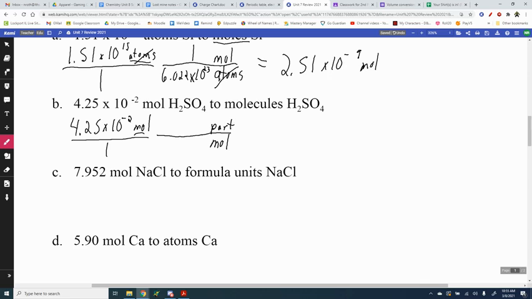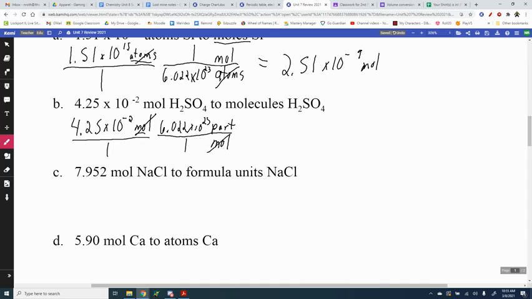So we can shorten it. 1 goes in front of moles. 6.022 times 10 to the 23rd goes in front of particles. Moles cancel out. So we take 4.25 times 10 to the negative 2 multiplied by 6.022 times 10 to the 23rd, and we get 2.56 times 10 to the 22nd particles.